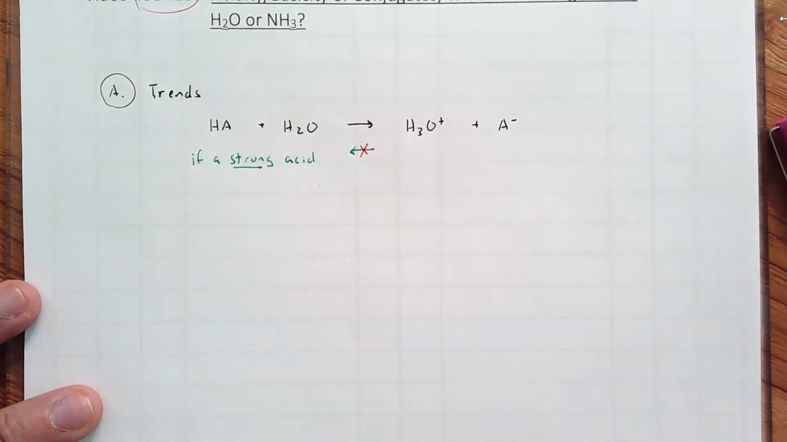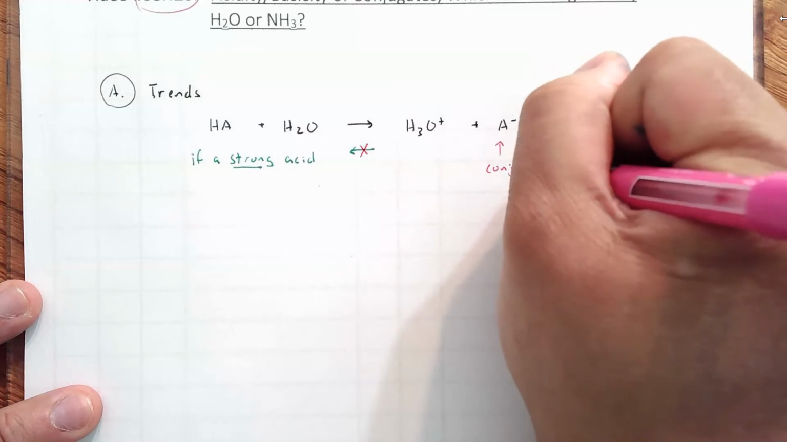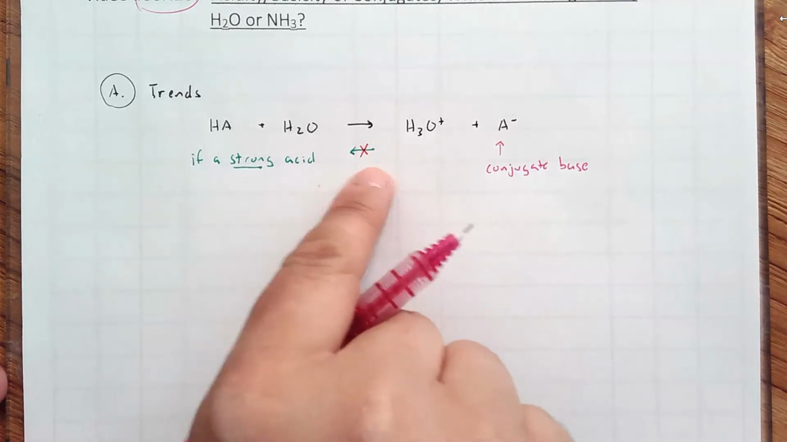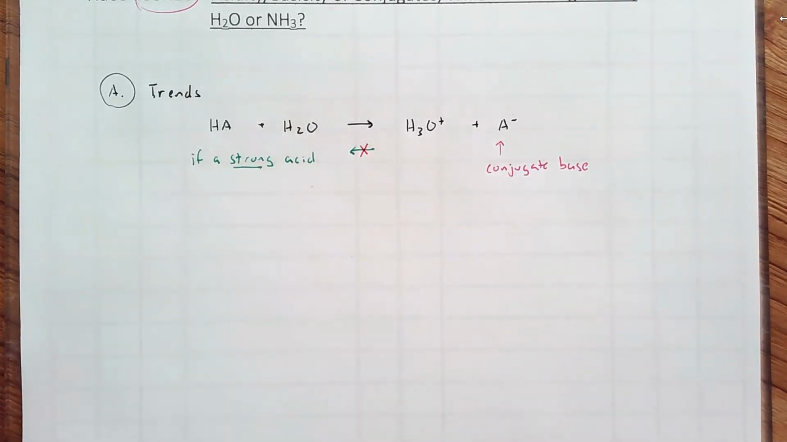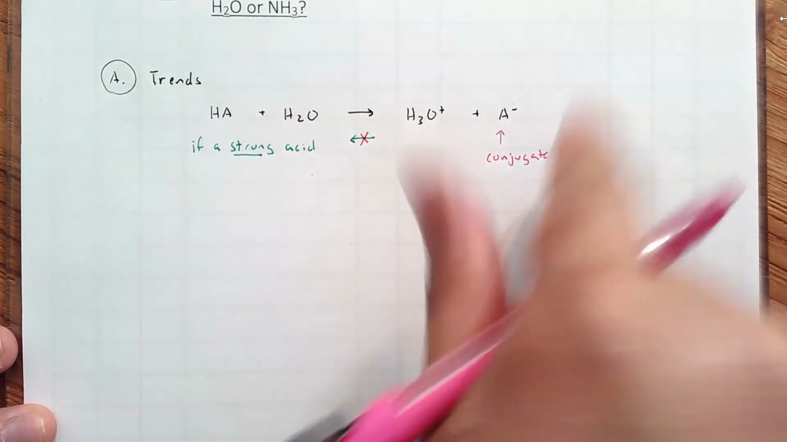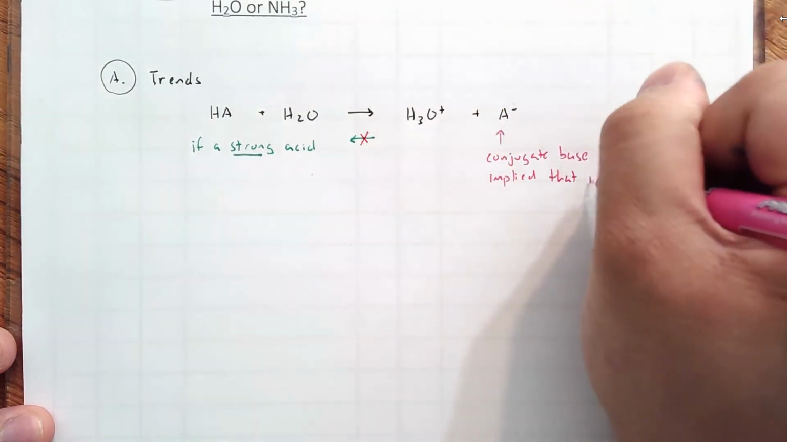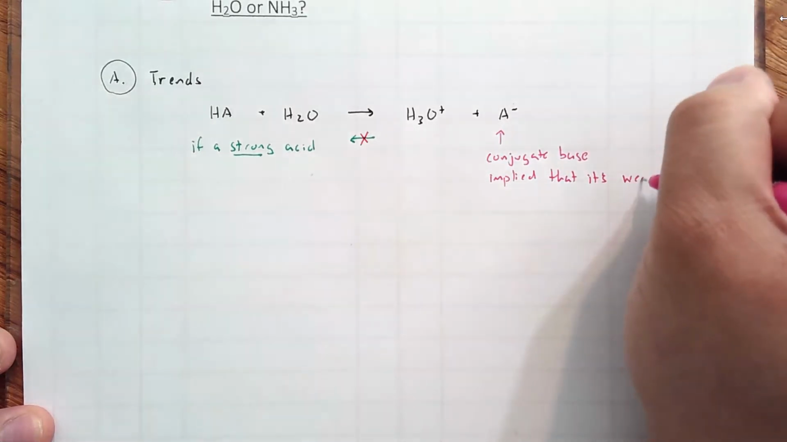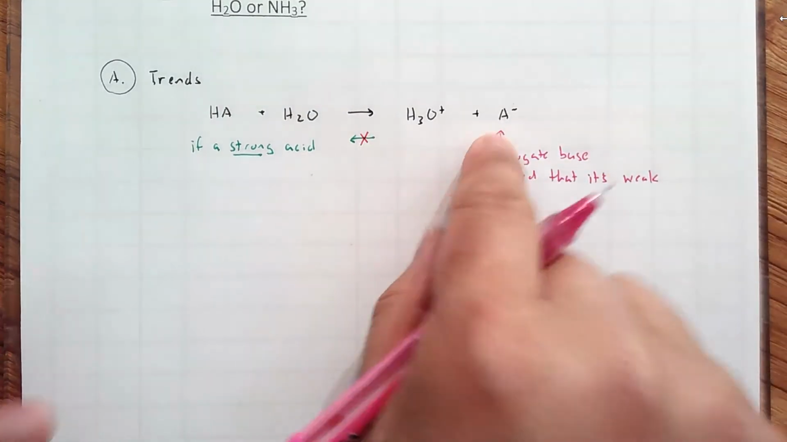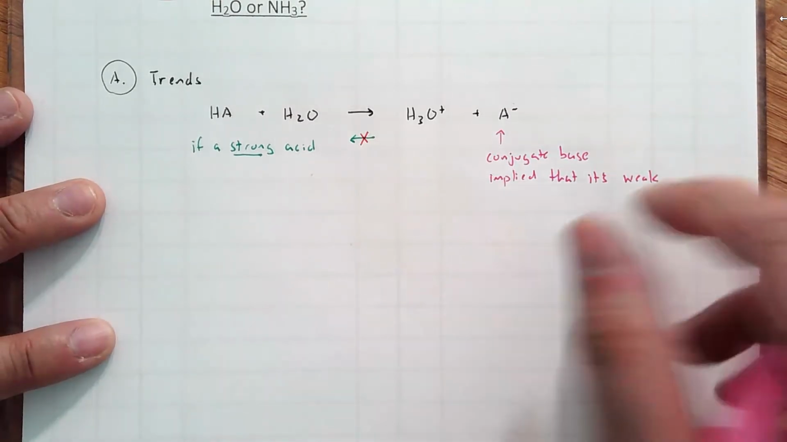But also, what does it imply about this conjugate base? So this is the conjugate base. It implies that if you can't go back, you can't reverse this, then this is not a very strong base. So this conjugate base is implied to be weak relative to other A minuses that we'll compare to later. But in general, you could say that it's a weak base.